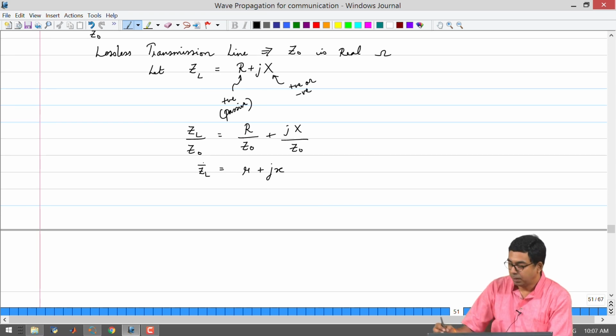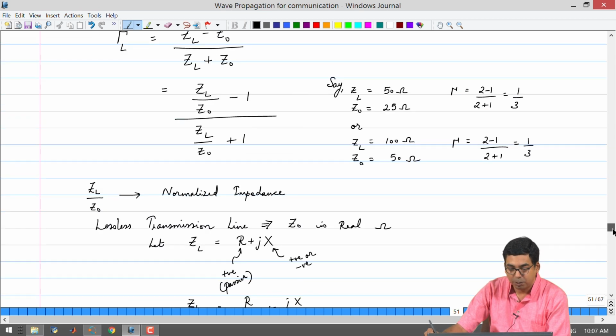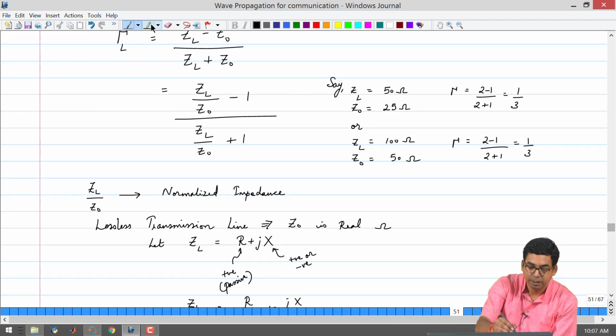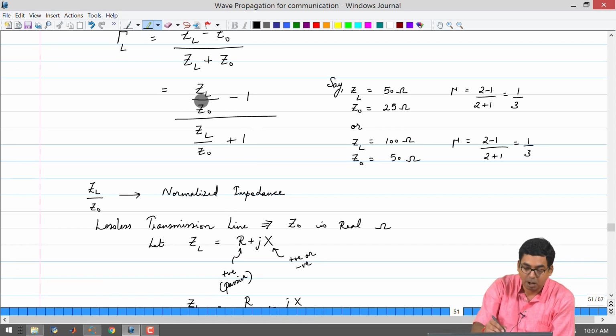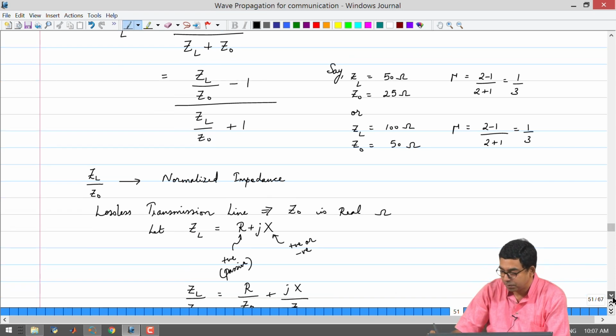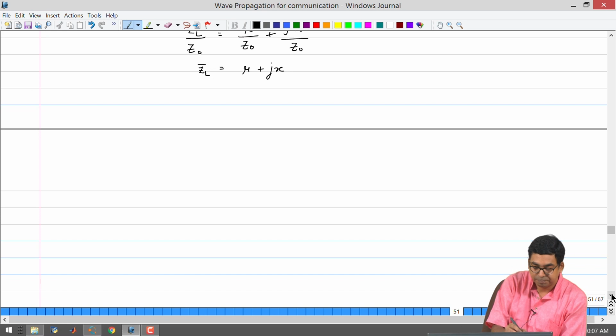Now, you can go back to the expression for the reflection coefficient and substitute for ZL by Z0 minus 1 divided by ZL divided by Z0 plus 1. ZL divided by Z0 is your normalized load impedance. So, you can substitute that in the numerator and denominator. So, we can go ahead with gamma L.